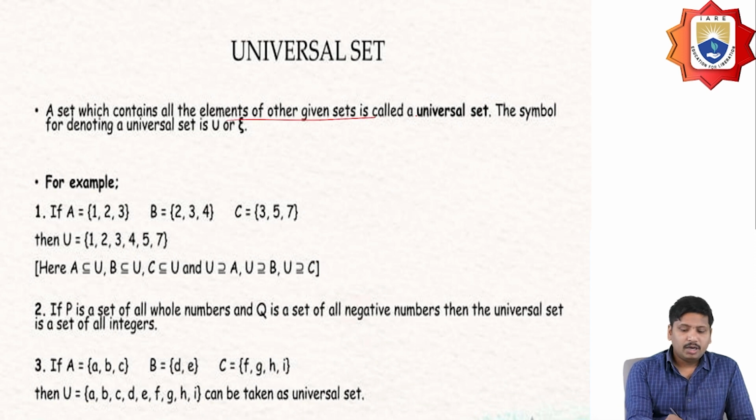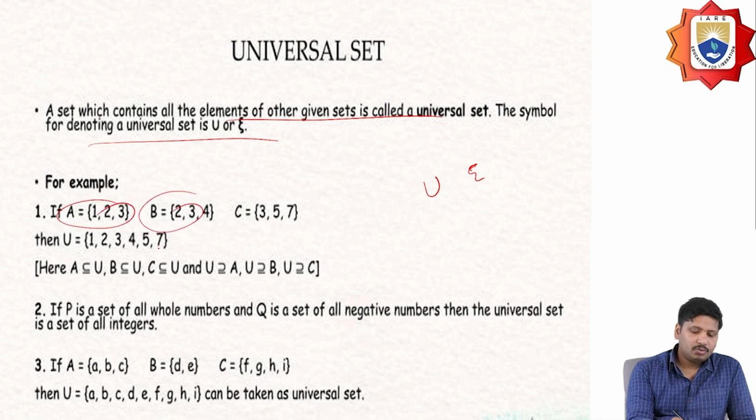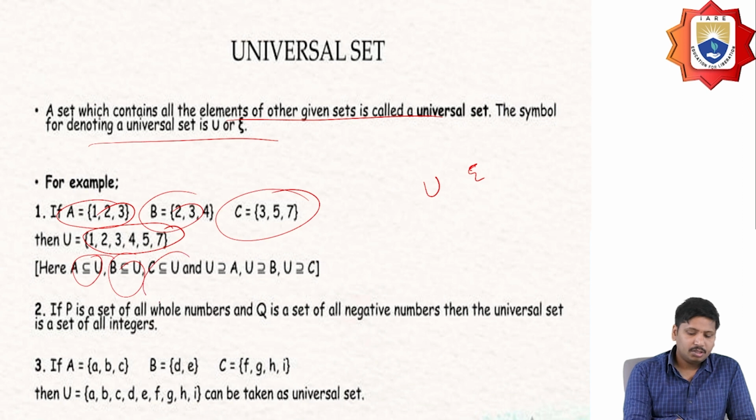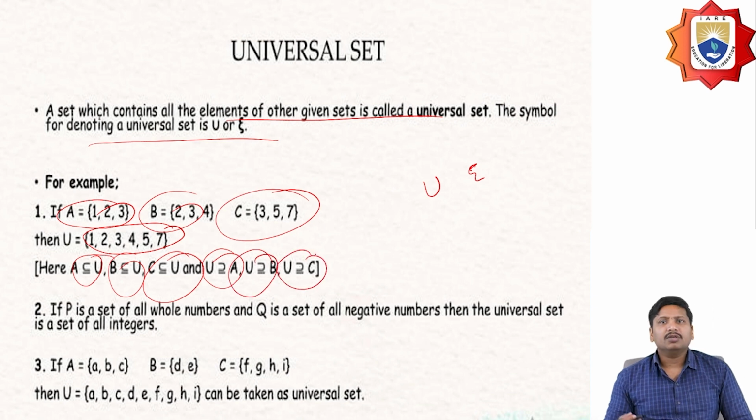And the next one is the universal set. A set containing all the elements of the given sets is called the universal set, and the symbol for denoting the universal set is U. For example, if set A is equal to {1, 2, 3}, B is equal to this, and C is equal to this, then the union of all the sets, with common elements not repeated, is the universal set. So A is a subset of the union, B is a subset of the union, and C is a subset of the union.